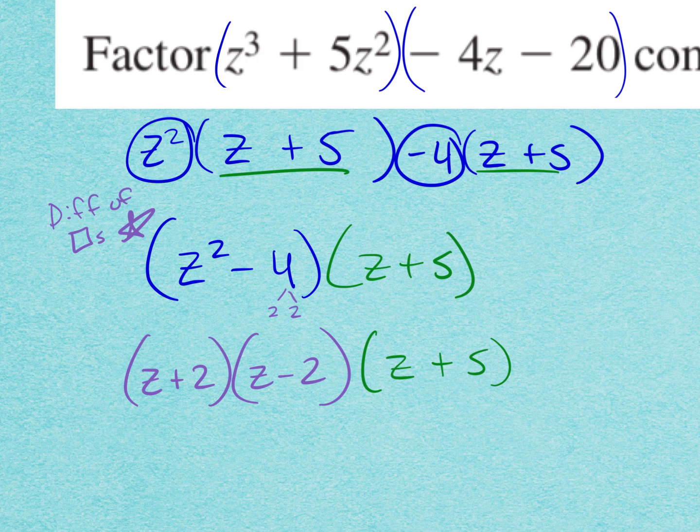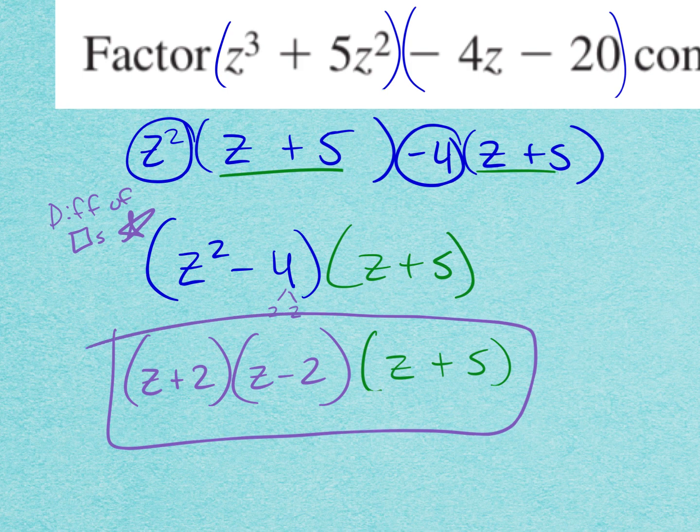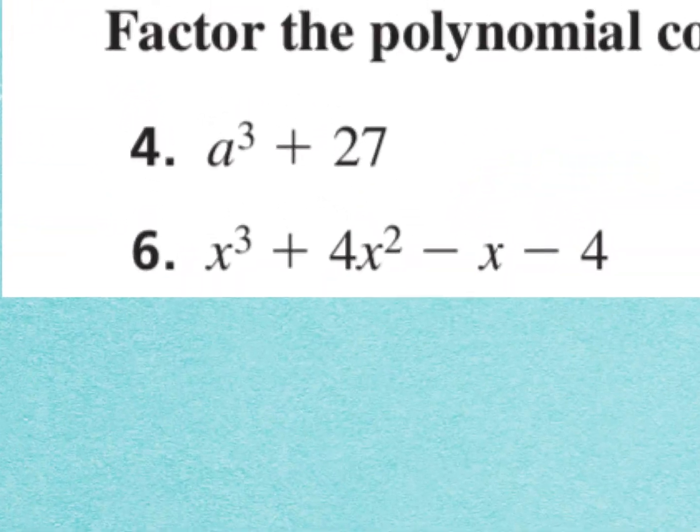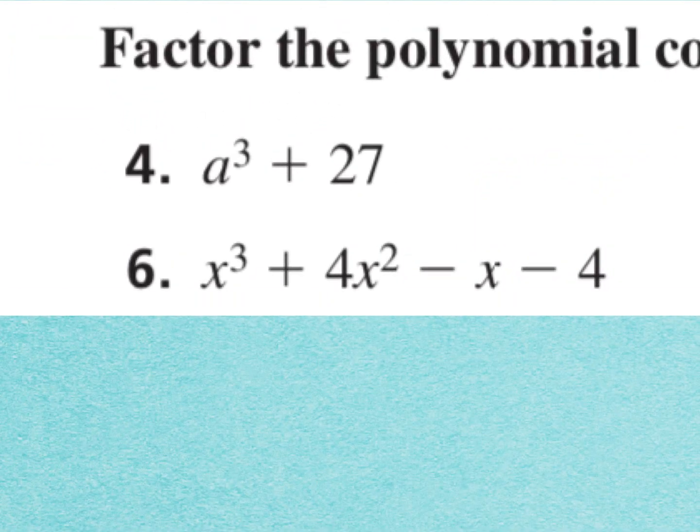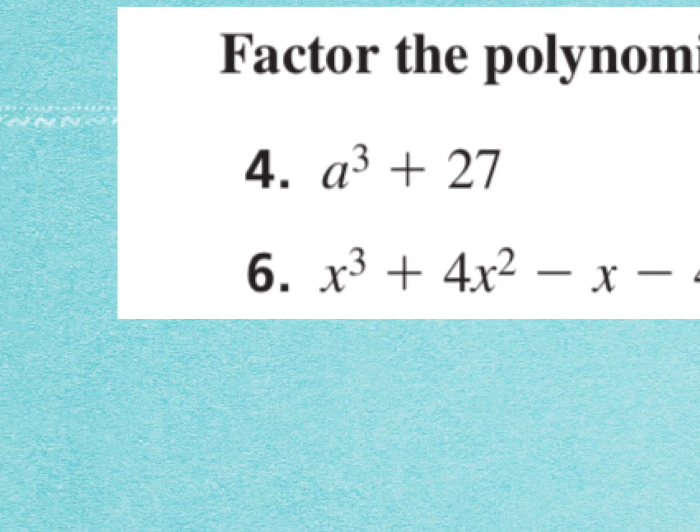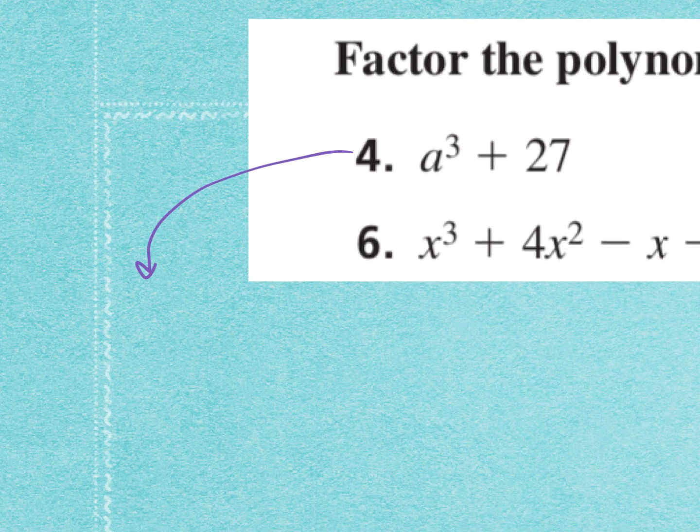Any questions here? So let's look at number 4. So what's special about a to the third power and 27? Perfect cubes. So I'm going to use my perfect cube formula. What is my sum of cubes formula? A plus b times a squared minus ab plus b squared. Awesome. Good job.